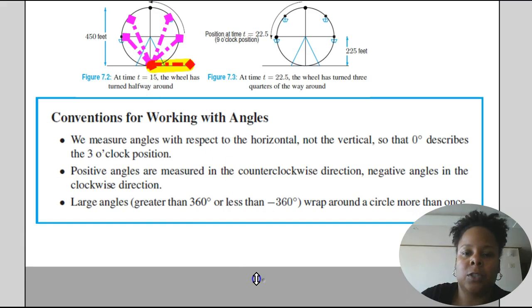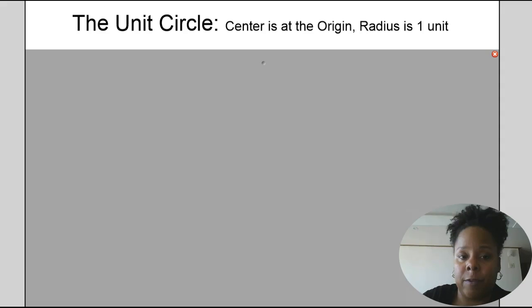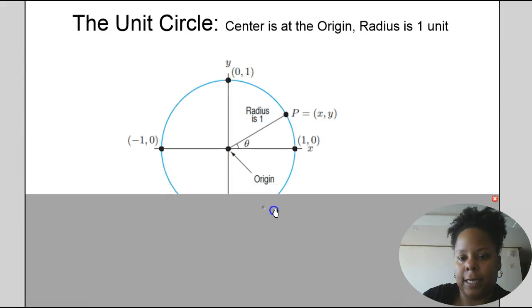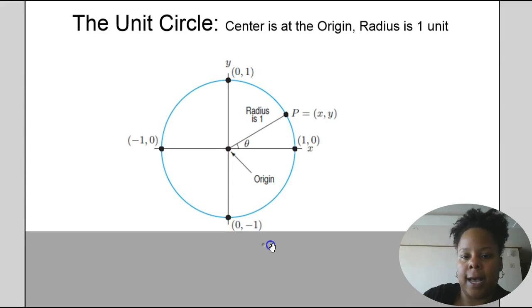Okay? So let's take a look at a very popular circle that you should learn to be familiar with if you haven't already, which is the unit circle. It is a circle where the center is at the origin and the radius is 1 unit. It's a very simple circle. The diameter is twice the radius, so the diameter is 2.